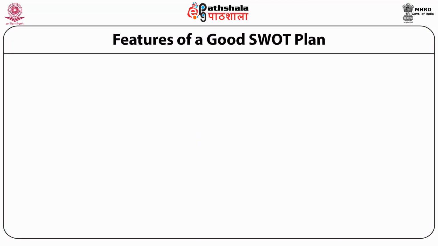The approach to develop a model of contingency planning process involves three steps. These three steps are: first of all, identifying the contingent events. We need to identify which events we are going to take up. Then we should establish the trigger points. And lastly, we should develop strategies and tactics. Let's now discuss what are the features of a good SWOT plan.